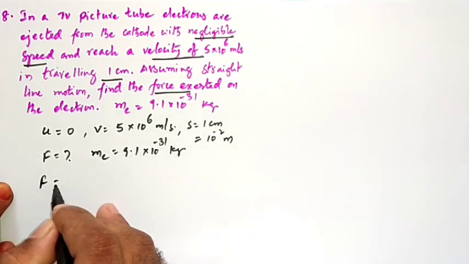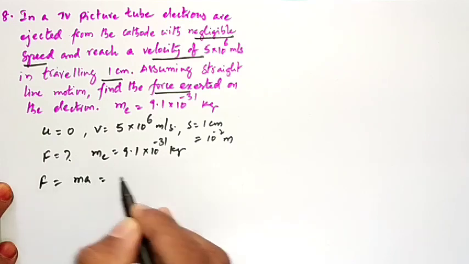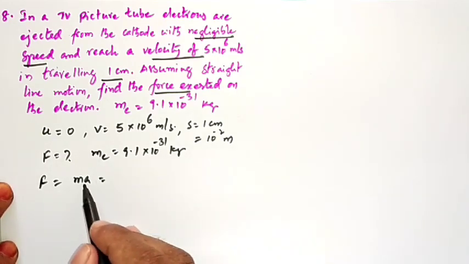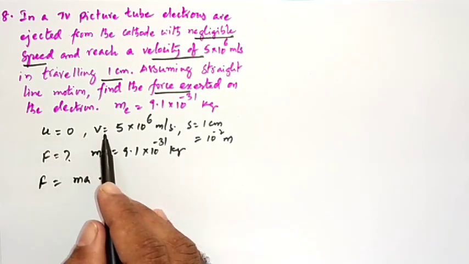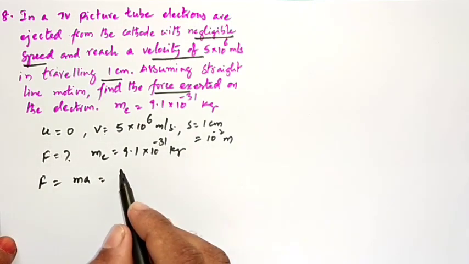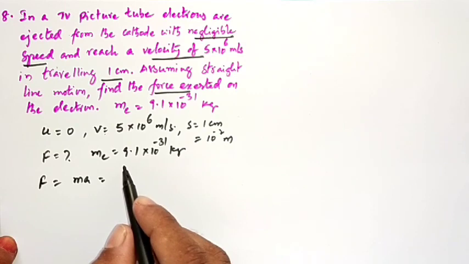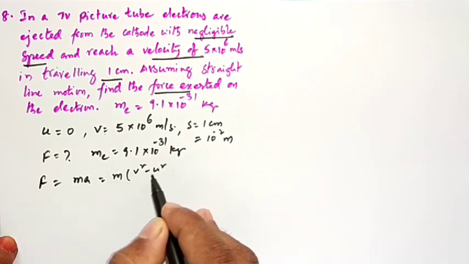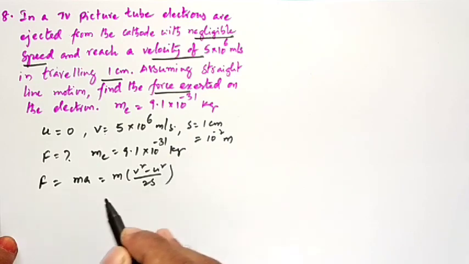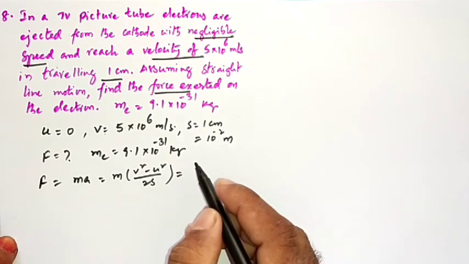So what is the formula again? Force is equal to ma. To calculate a, what data do we have? u, v, s. So we can use v square minus u square is equal to 2as. So m into v square minus u square by 2s is a. So that is m.